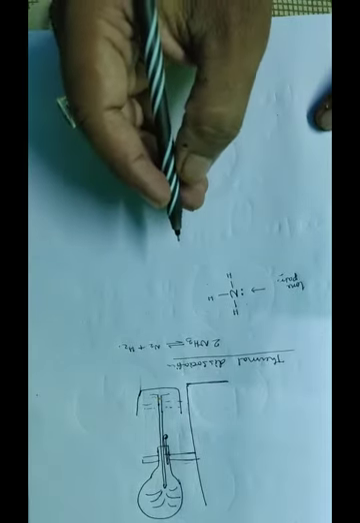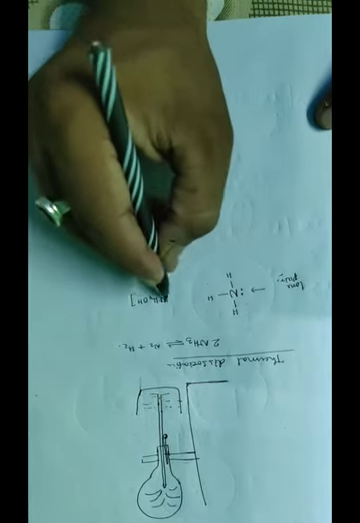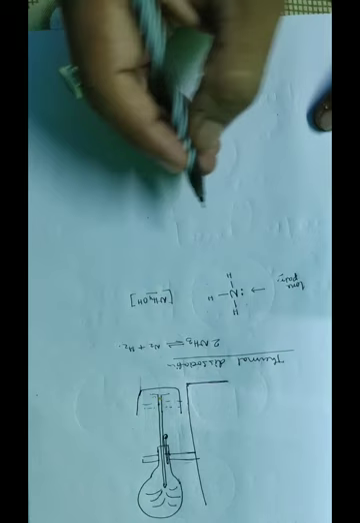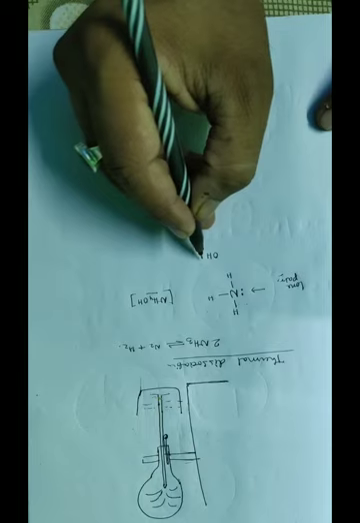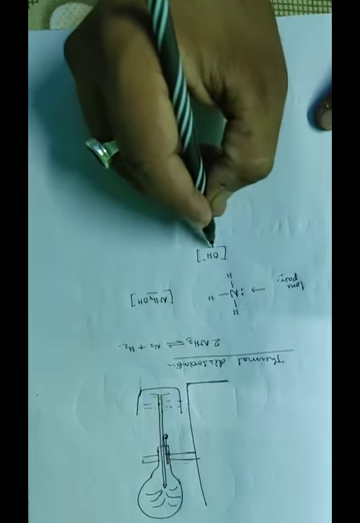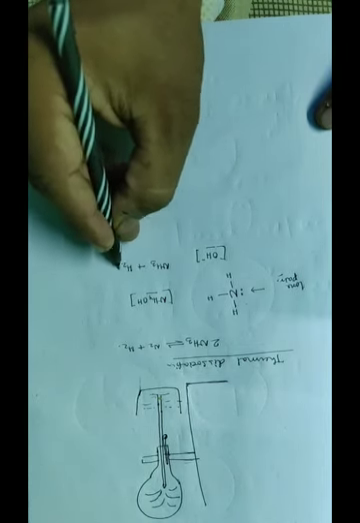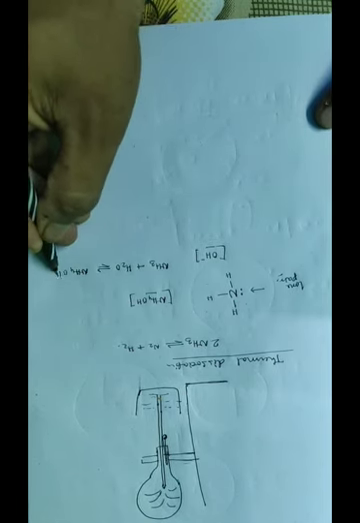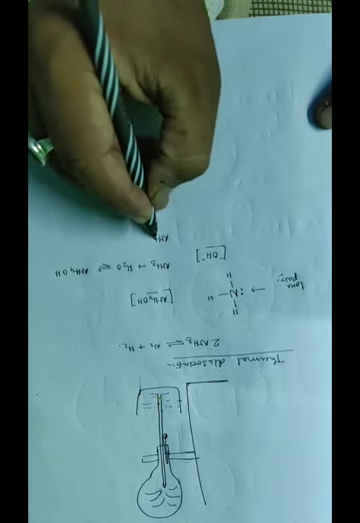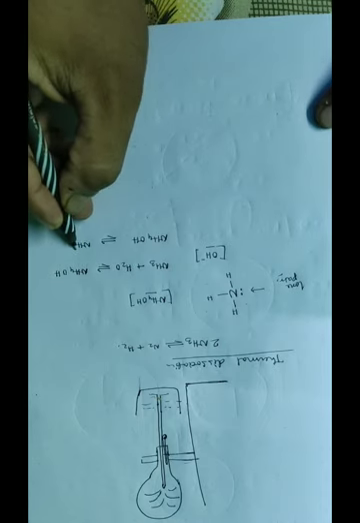Now, aqueous solution of ammonia. What is aqueous solution of ammonia? We will call this NH4OH. This is the formula of aqueous solution of ammonia. It is a weak base. It dissociates partially to give hydroxyl ions. Now, ammonia plus water, what will we get? Ammonium hydroxide. Now, ammonium hydroxide will give ammonium ion and hydroxyl ion.